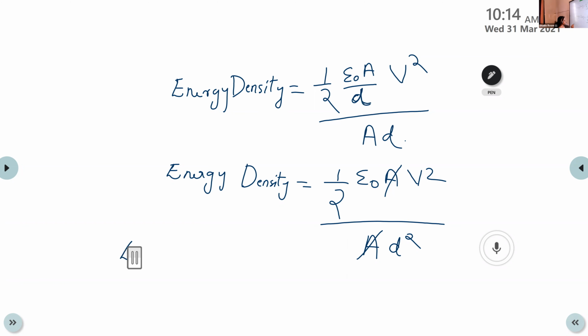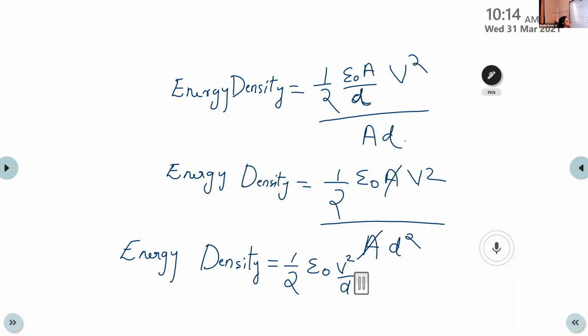So we can write energy density is equal to half epsilon 0 V square by D square. Half epsilon 0 V square by D square.